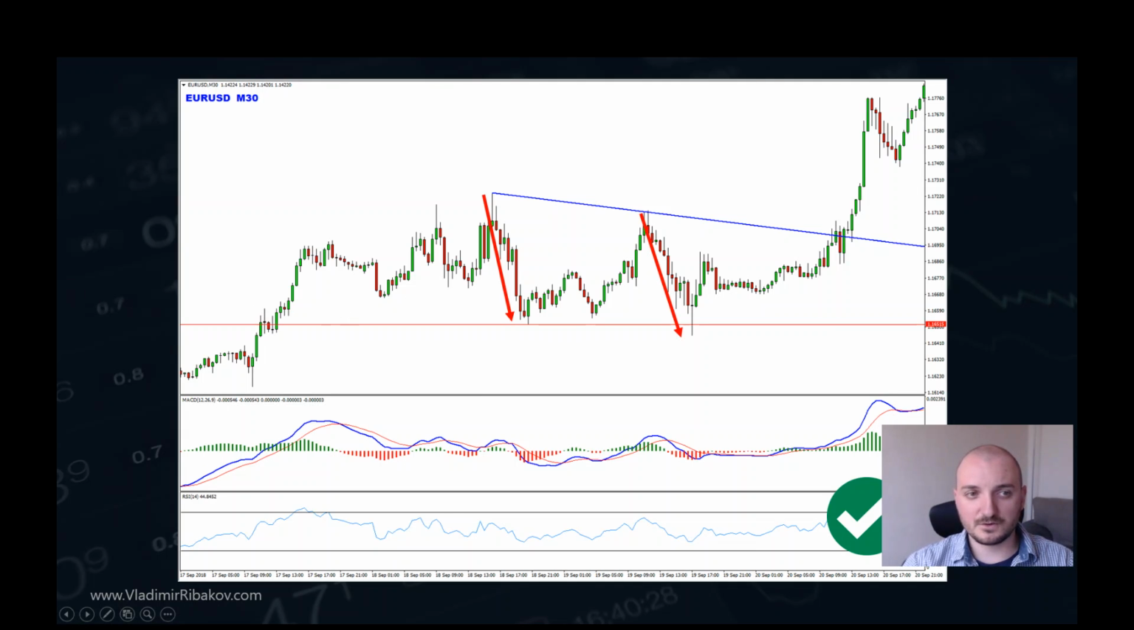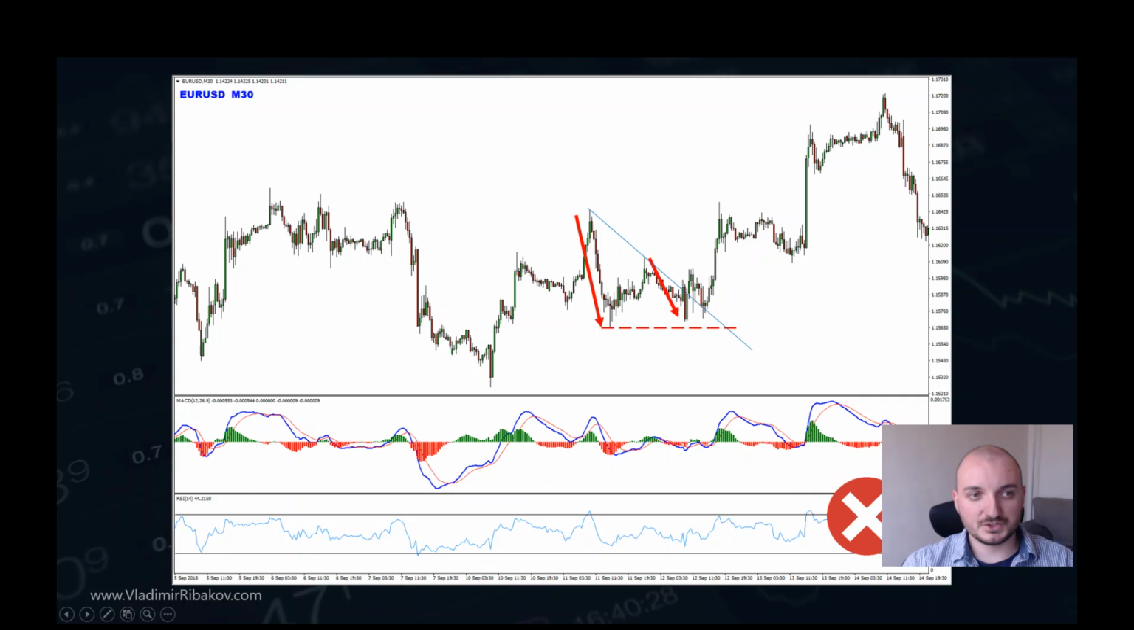Now let's check out a few examples. This is the euro-dollar 30-minute chart. As you can see, we have leg number 1, correction, leg number 2, and this is where D breaks below the previous low. So this is your A, B, C, and here you have D, and D is lower than B. This is where we're looking to trade the breakout.